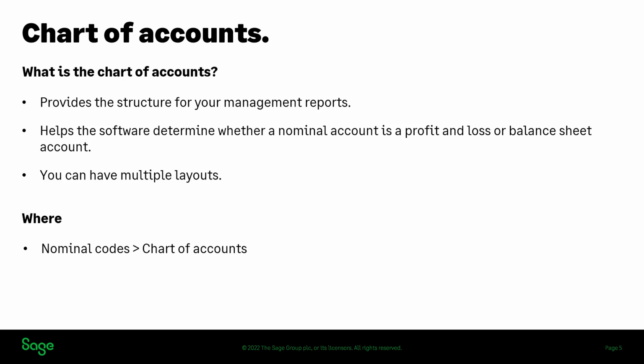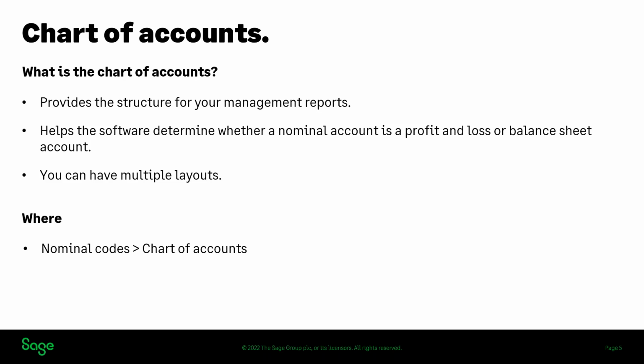And it basically helps the software to determine where a nominal code sits. So is it classed as a profit and loss or balance sheet? And within the likes of the profit and loss, is it classed as a sales nominal, a purchase nominal, a direct expense, or an overhead, or even a taxation nominal code? And similar if it's classed as a balance sheet nominal code.